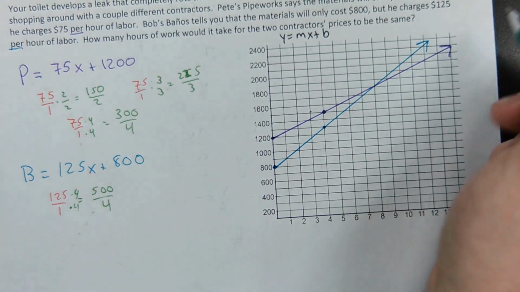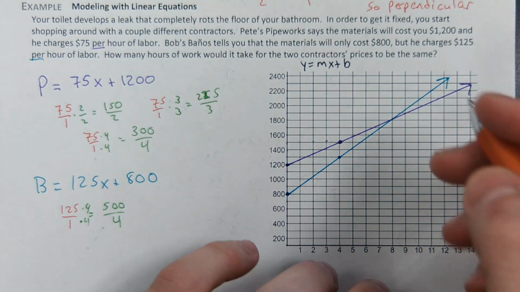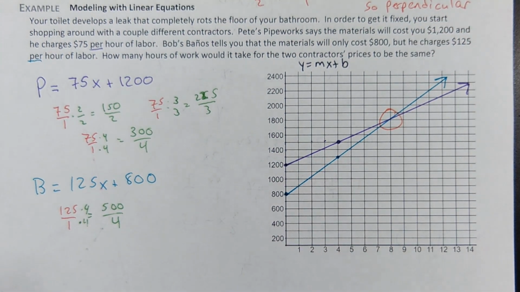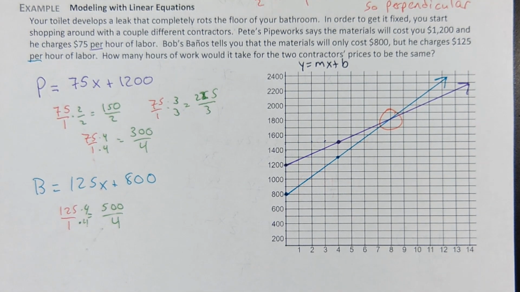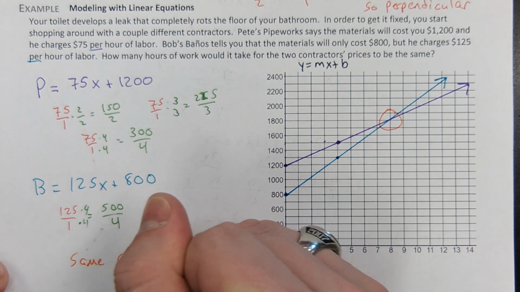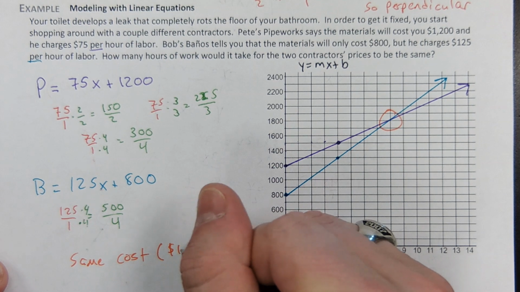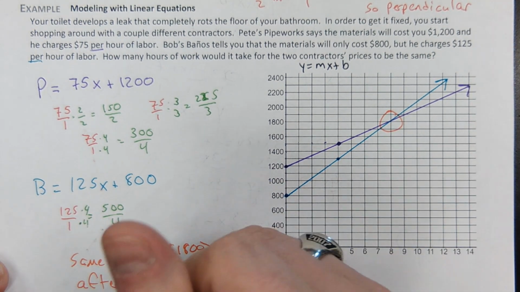The question was, how many hours would it be before they cost the same? I'm seeing it happen right there. I can also see the cost. Instead of graphing that, can't you just set 75x plus 1200 equal to the other? Yes, but that's not solving by graphing. I want you to do it this way for a reason. So the same cost, which happens to be $1,800, is after 8 hours of work.